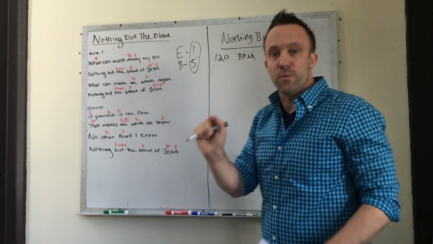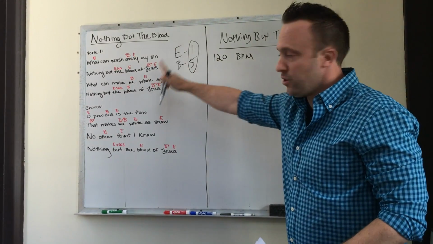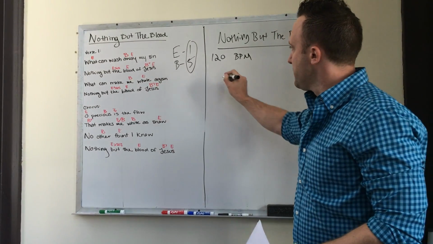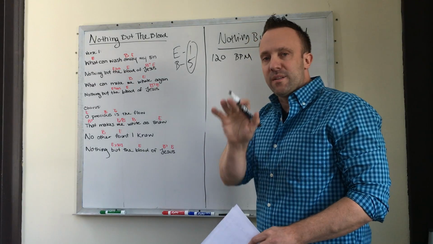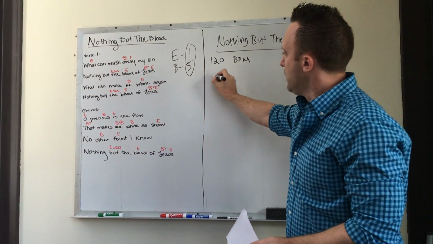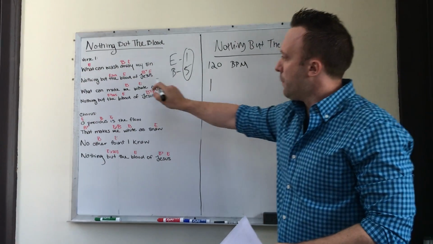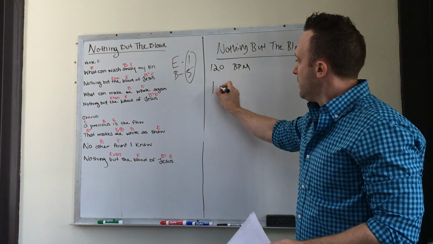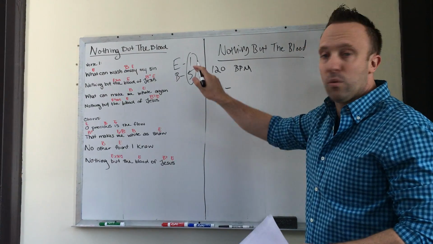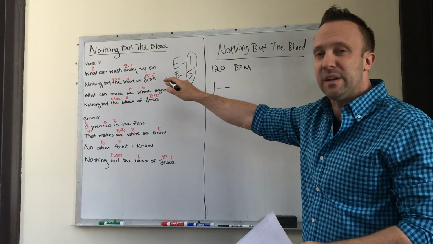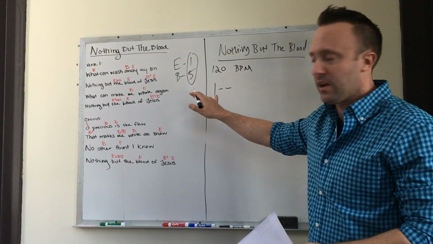So there are 2 parts to writing the Nashville chart. You know what your numbers are, but you've got to figure out what the beats are between each number. And that's symbolized by a dash. So for the song, Nothing But the Blood, we see that it's a 1. Well, how many beats are between that B and the E? I'm going to do a dash for each beat. What can wash away? I think the B hits on beat 4, that first count.